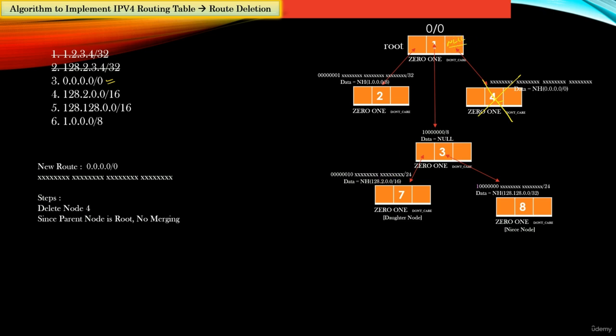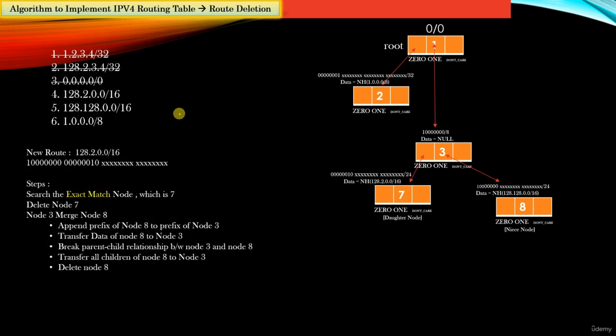So the final M-trie data structure would look something like this. Node number 4 has simply disappeared from this M-trie data structure. The root node never executes the merge algorithm. Remember that. There is no need for the root node to execute any merge algorithm. A root node can be a half node, it can have one child, it can have two children, it can have three children. A root node enjoys all the privileges.